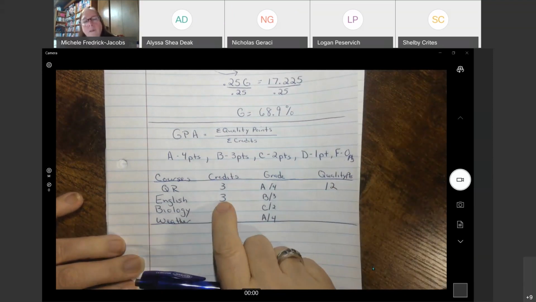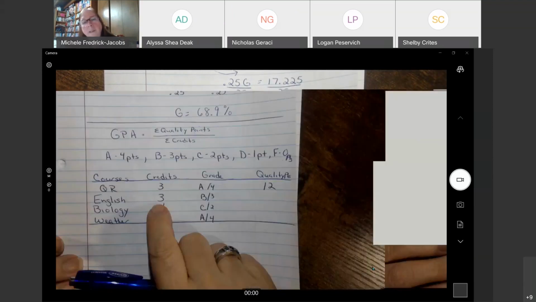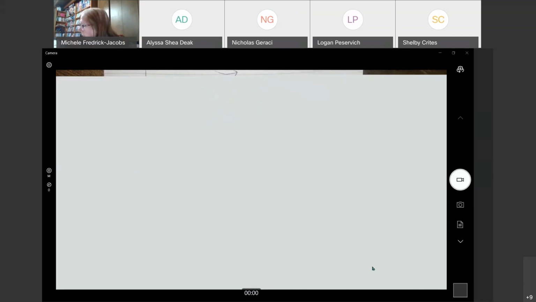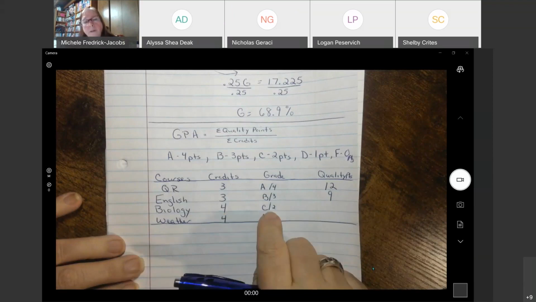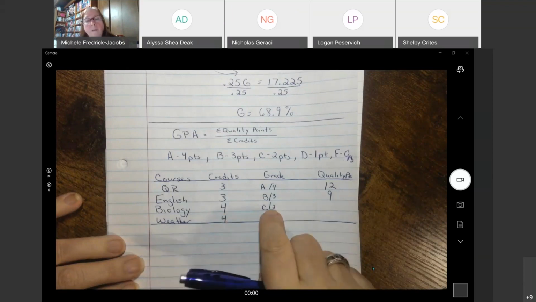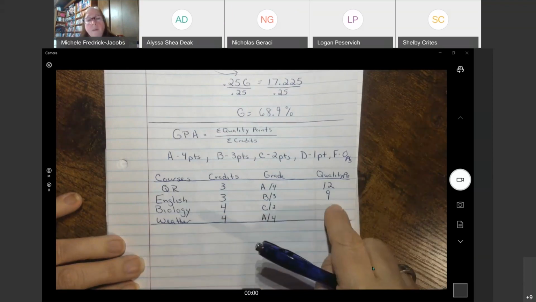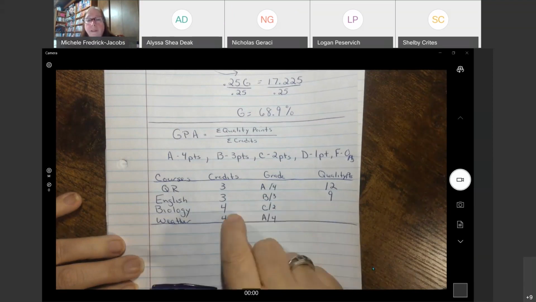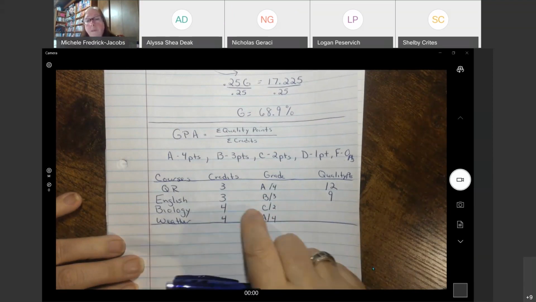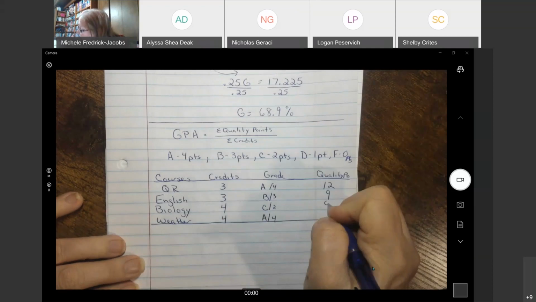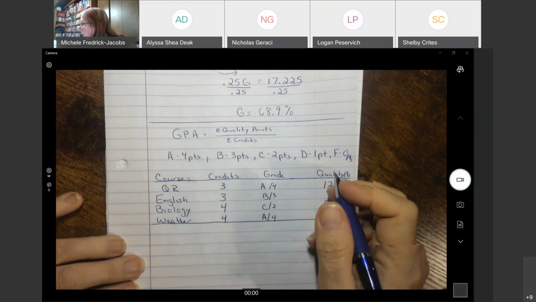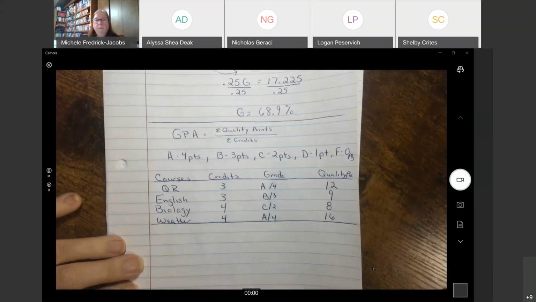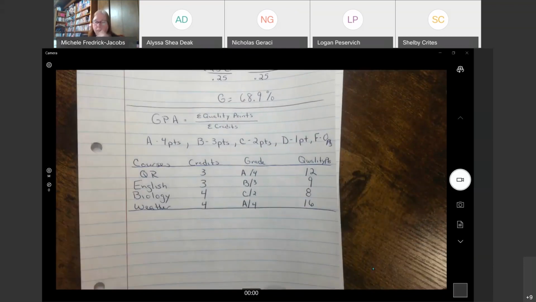This one is worth 3 points each. 3 times 3 is 9. Now notice this one, the biology was 4 credits. That really hurt this because if it was an A, 4 times 4 would give me 16 quality points. But since it was a C, it's only giving me 4 times 2, which is 8. And the last one, 4 times 4 is 16. Any questions on that part?